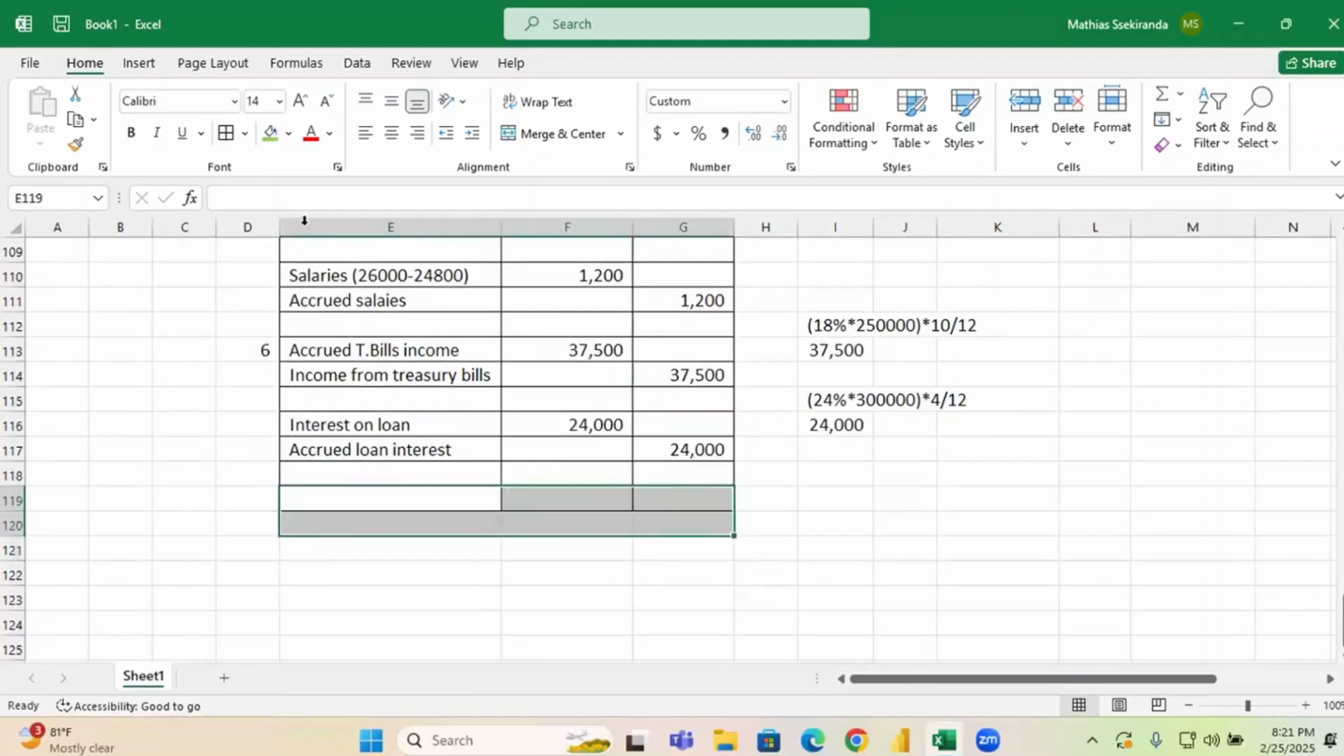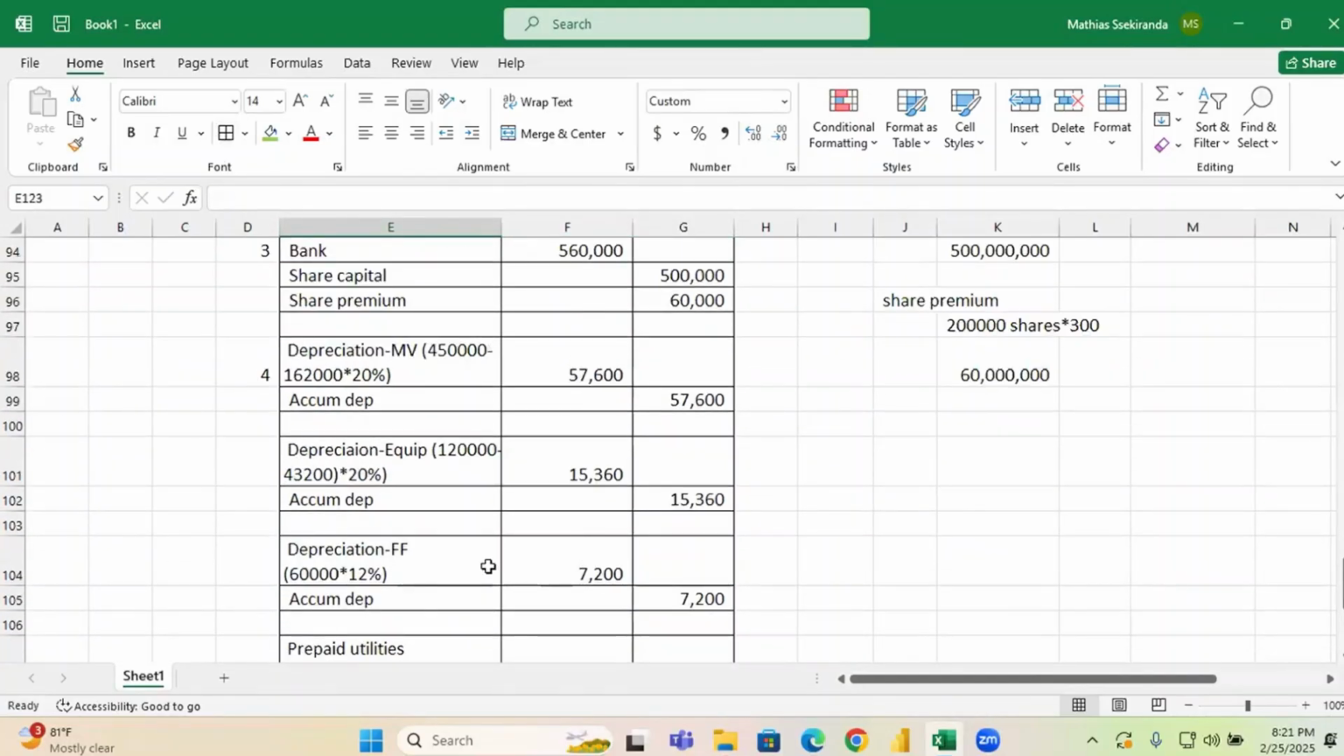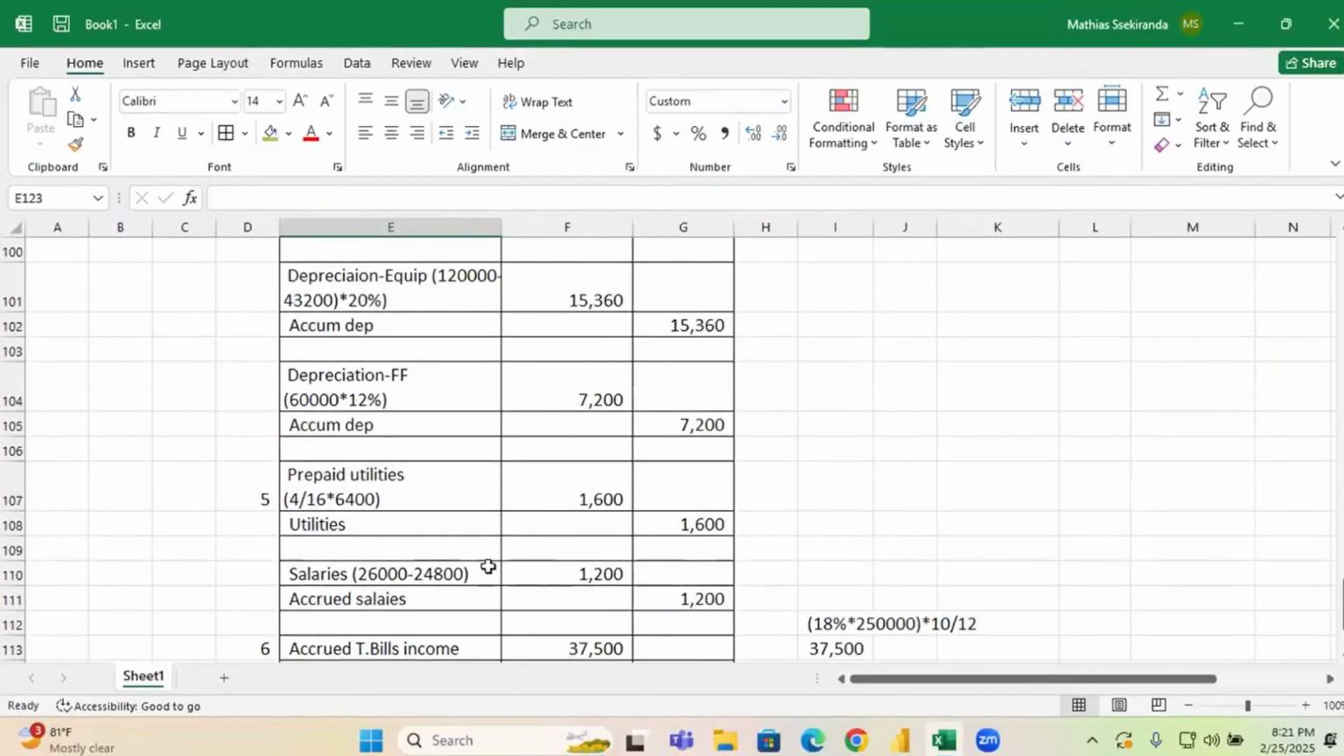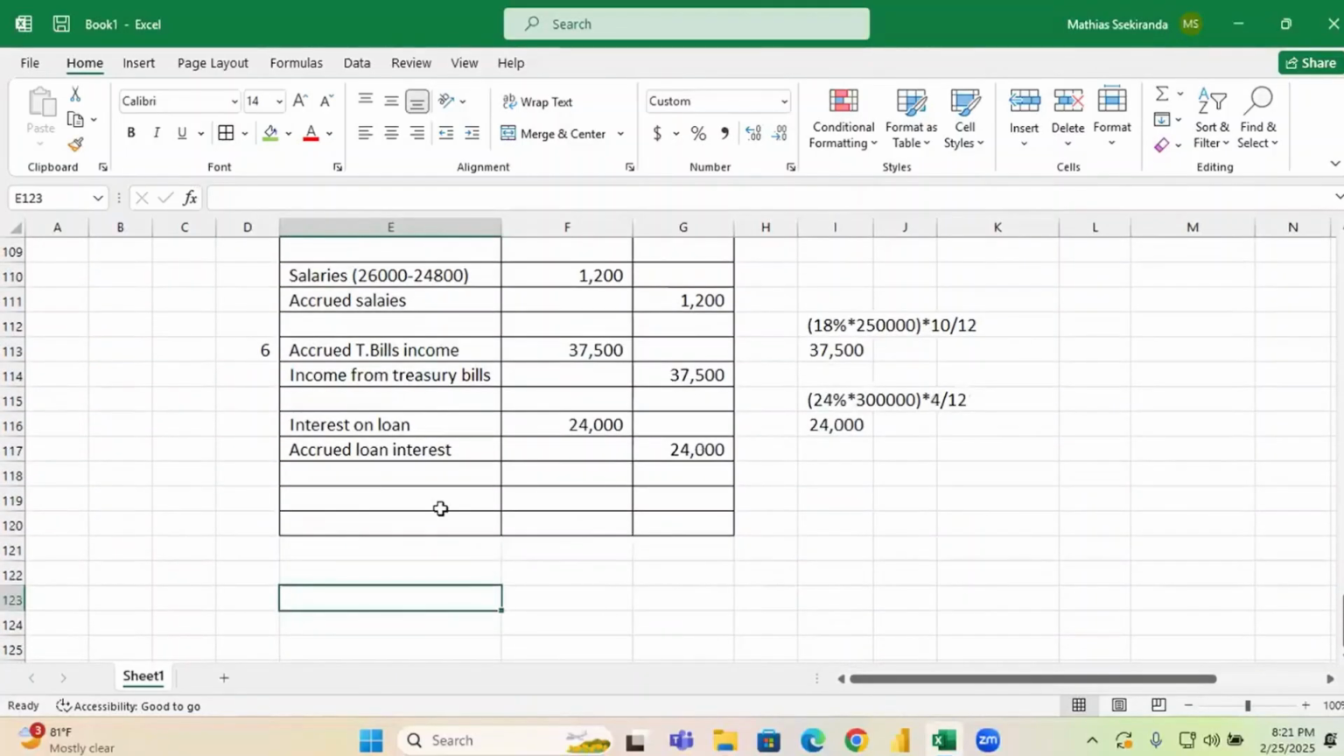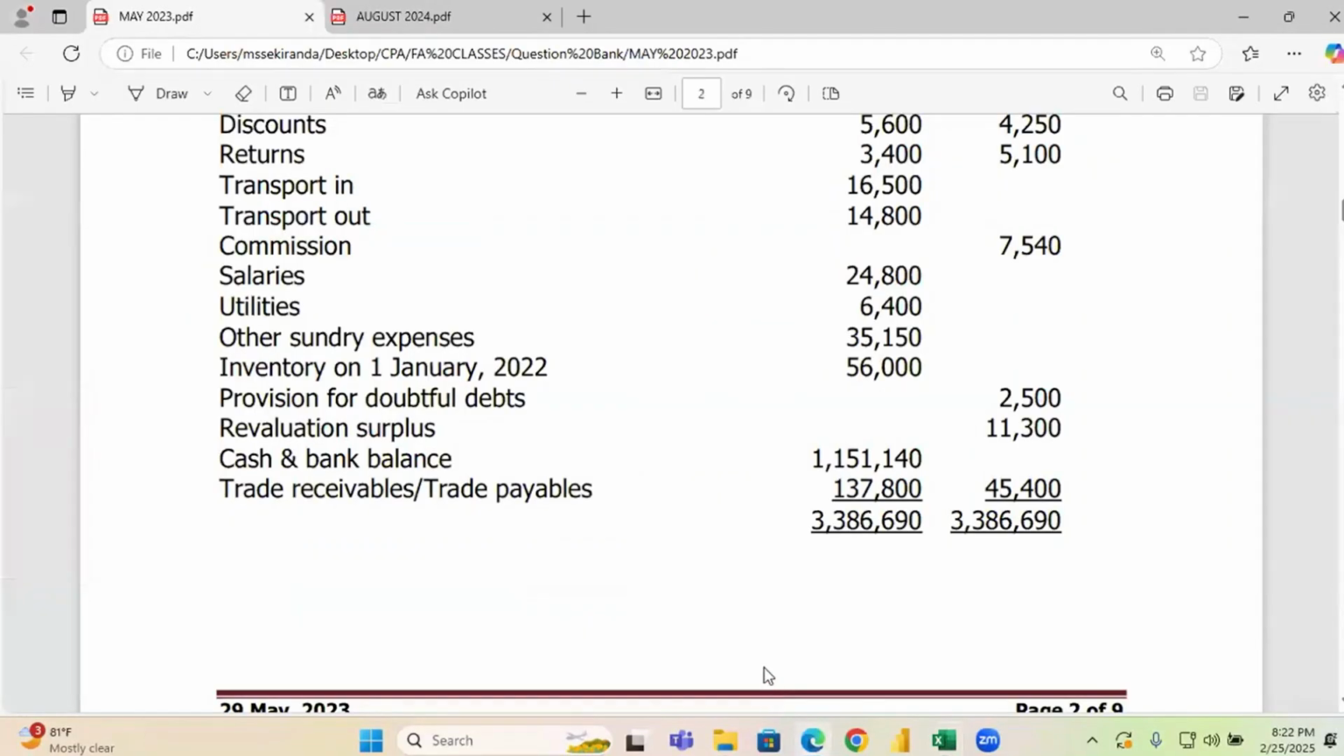So this goes back to what I was emphasizing. Accruals and prepayments. Guys, you will not dodge it. And I told those physical class guys, if you want to pass this paper 70 plus, or even 90, you must grasp double entry, you must grasp accruals and prepayments. Out of that, you may not even score 50%, okay?